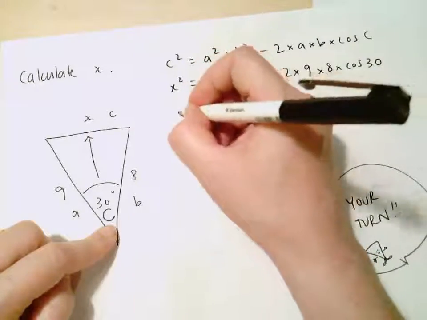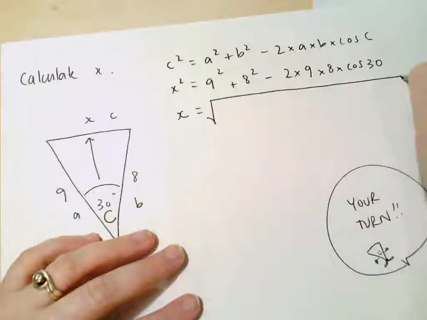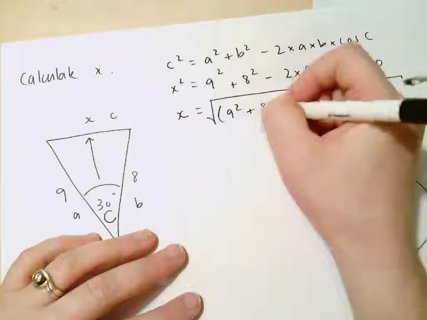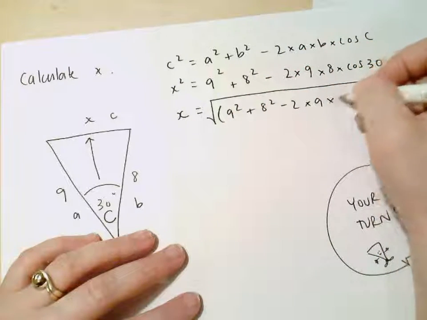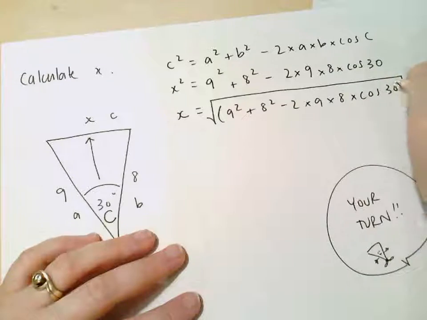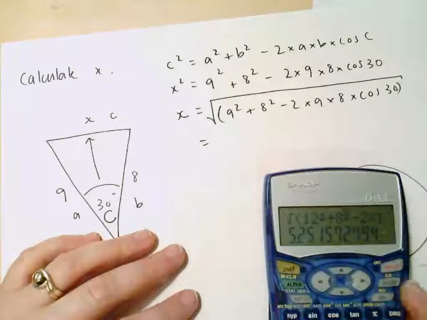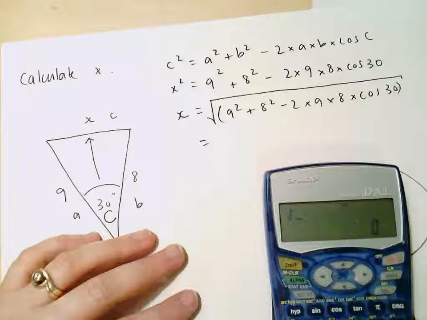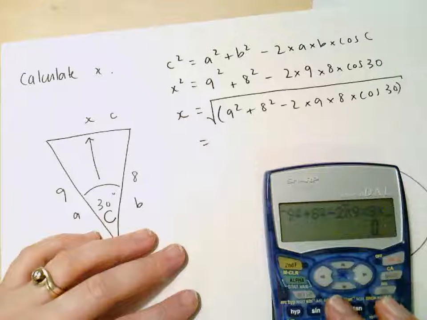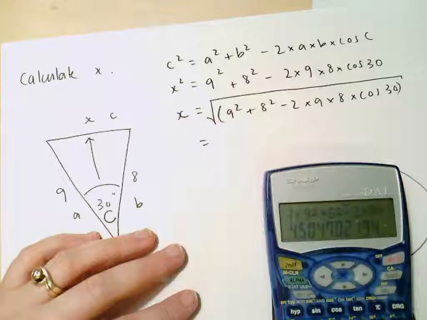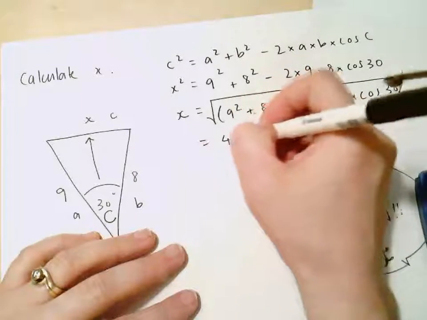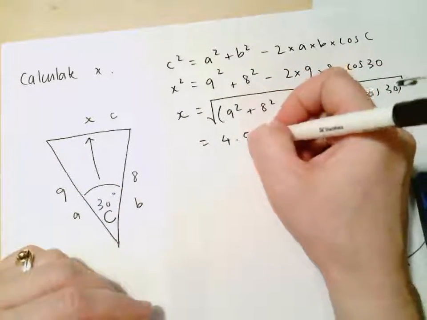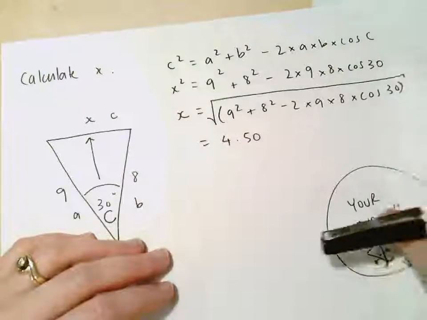Again, this will give me x squared. I'm after x. So I need to do the square root of all of this in order to get what x would be. Put it all in brackets. Whack it into your calculator. The square root of, open brackets, 9 squared plus 8 squared minus 2 times 9 times 8 times cos of 30, close brackets, equals 4.50. Okay, so hopefully you got that one right.